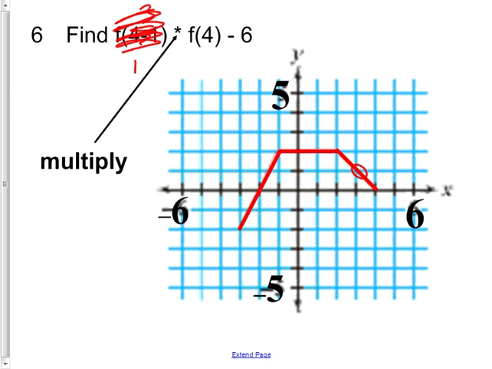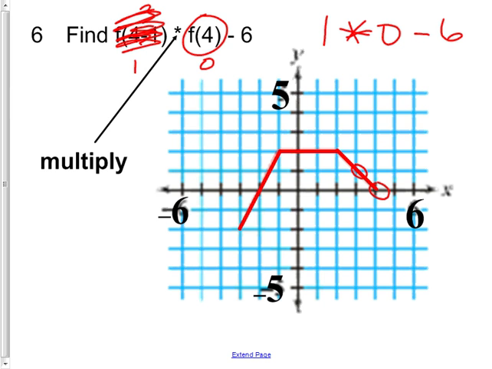Now it says times f of 4. I better figure out f of 4 before I go any farther. Always do that. Figure out the functions first. F of 4 is right here, and that's asking for a y. And the y is 0. So that's a 0. So I'm going to rewrite this: 1 times 0 minus 6.